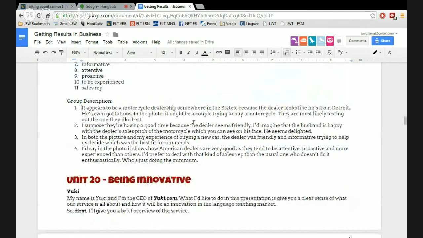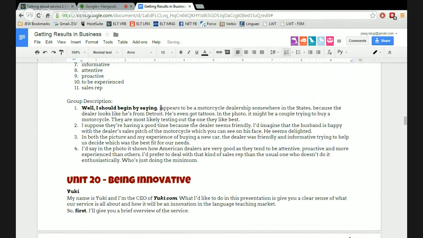Okay, we're going to add a connector. Well, I should begin by saying, there is your opening connector. We didn't do opening connectors, but I'm going to add one just to show you what I mean. Put it in bold. Well, I should begin by saying, it appears to be a motorcycle dealership somewhere in America because the dealer looks like he's from Detroit. He's even got tattoos. Oh my God, he's got tattoos.